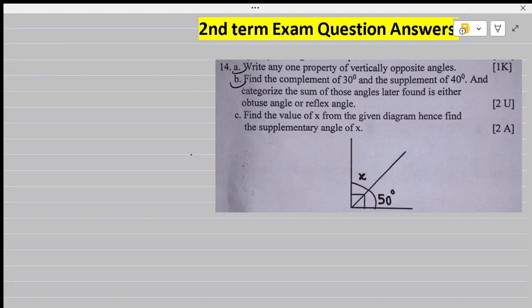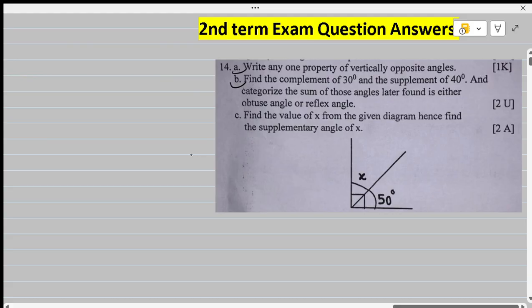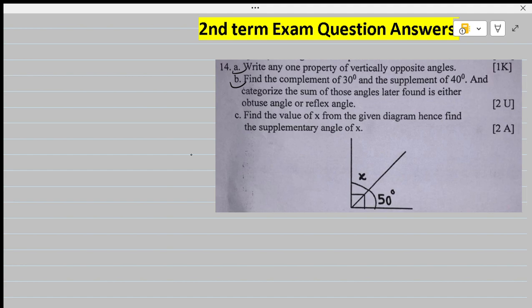Then number B: find the complement of 30 degree and supplement angle of 40 degree, and categorize the sum of those angles later found as either obtuse angle or reflex angle. So in this number you have to find the complement of 30 degree and the supplement of 40 degree, and find their sum, is it? So let's go serially.